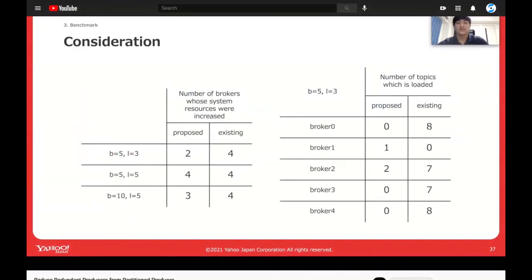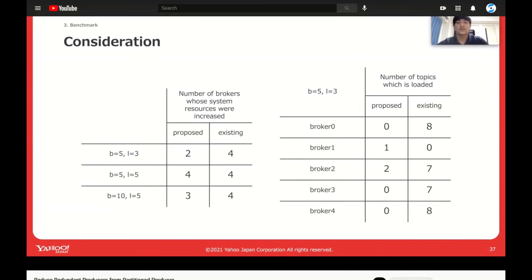Here is part of the result. Please look at the right one. This matrix shows the number of topics loaded by each broker. As you can see, the proposed one is not completely distributed. The ratio is 1 versus 2. In contrast, the existing one is distributed. It might cause load and system resource variance between brokers.